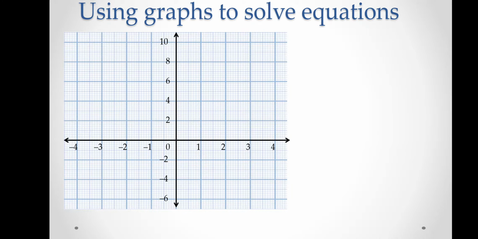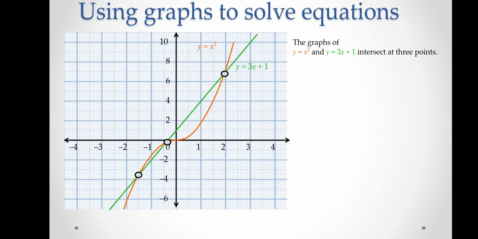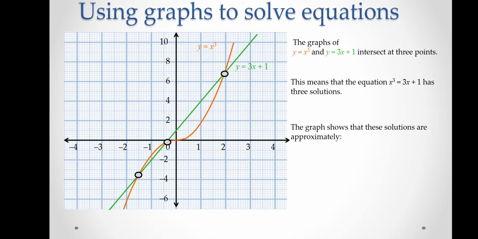As an example, you can draw the x cube graph like this. This is the y equals x cube graph. Then the linear graph, y equals 3x plus 1, you can draw like this. Then the intersection points: we can see three intersection points. The intersection points represent the solutions. So in this equation we can see three solutions.